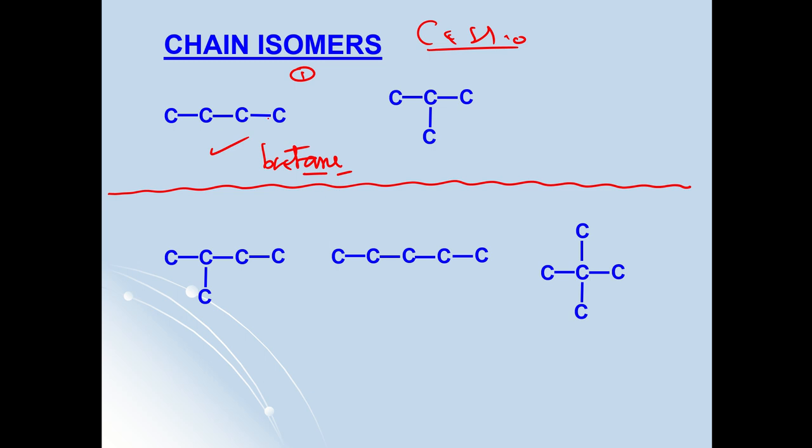How do I then work out what the next one is? Here's the very simple rule that you can follow for A level and it will work. I've never known it not to work, put it like that. You take one of the carbons off the end. That could be either the one on the right that I've put in a red box, or the one on the left, it doesn't matter. You then put that carbon on any carbon that is not on the end.